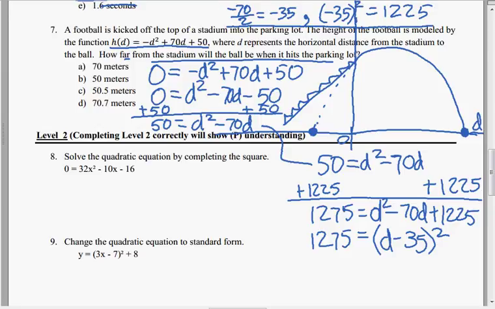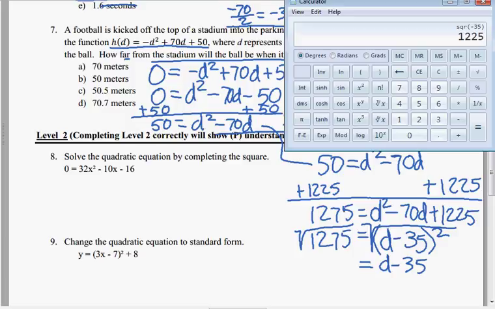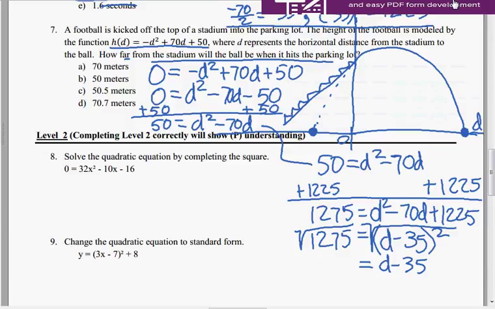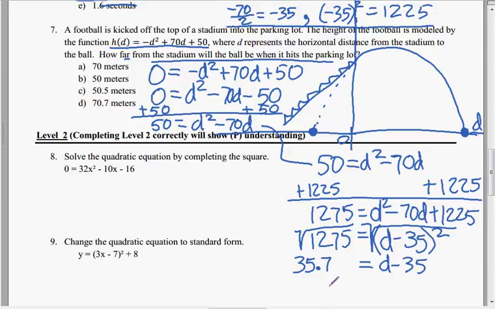Now I take the square root of both sides, and I am left with d minus 35 equals the square root of 1275, since 1225 plus 50 equals 1275. I take the square root of that, I get 35.7. I could also say d minus 35 equals negative 35.7.